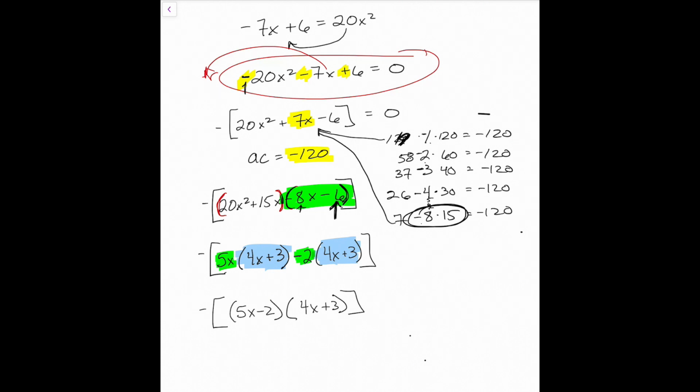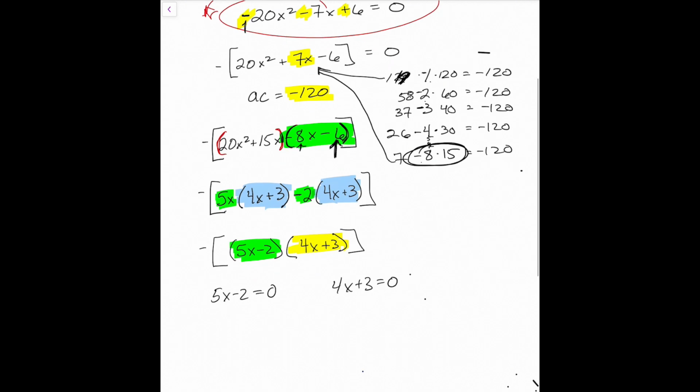At this point, I want to remember what my original goal was. And if I go back to the question, it was to find the zeros. Find the zeros using the factoring technique. So that means to find the zeros, I need to find out what's going to make this 0 and what's going to make this a 0, right? So 5x minus 2, what's it going to take to make that 0? And then 4x plus 3 equals 0.